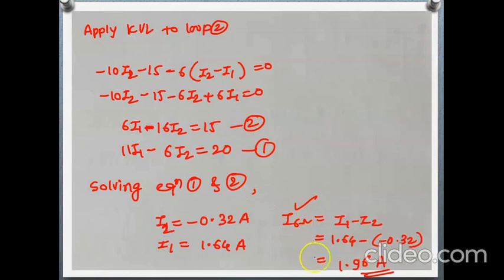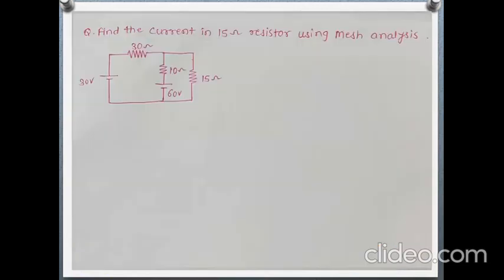In this way we can calculate the required values of unknown currents with the help of mesh analysis by applying Kirchhoff's voltage law to a particular loop. Okay. Now let's solve another example.